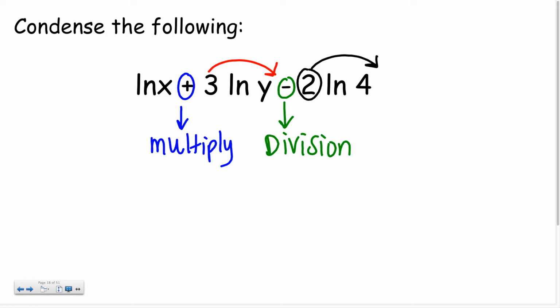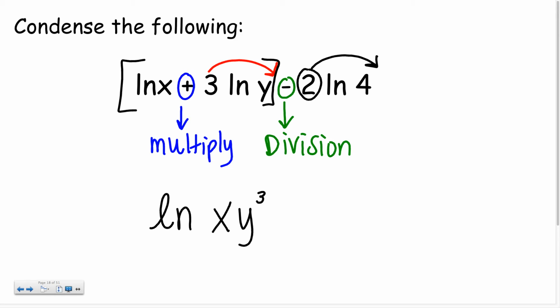So, first things first. Got my natural log. Then I'm going to deal with the first hump, this part here, the multiplication part. So I'm multiplying x times y, because that's what's being added. The 3 is an exponent, so it goes up by the y. Then I am subtracting 4 squared. Now if you want to simplify 4 squared, perfectly fine. But if you want to leave it like 4 squared, that's fine with me too.